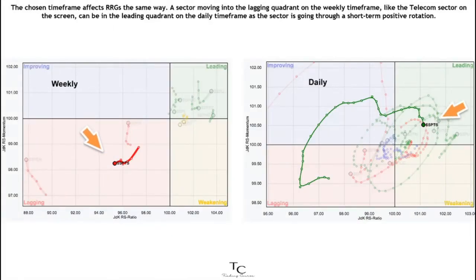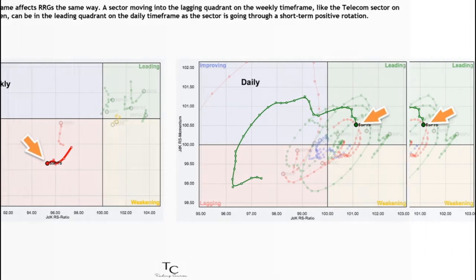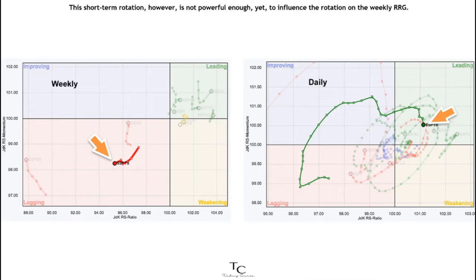The chosen time frame affects RRGs the same way. A sector moving into the lagging quadrant on the weekly time frame, like the telecom sector on the screen, can be in the leading quadrant on the daily time frame as the sector is going through a short-term positive rotation. This short-term rotation, however, is not powerful enough, yet, to influence the rotation on the weekly RRG.